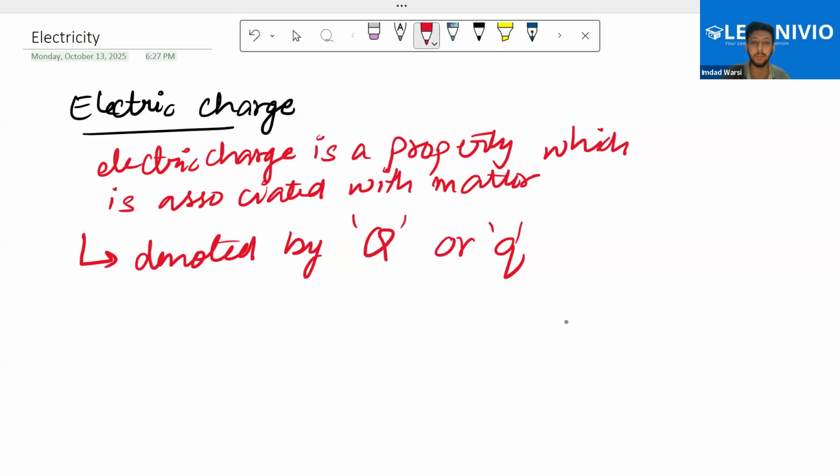One thing also we can say about the property. We can just discuss, but we'll study it later: what is the effect of this charge? So we can see that electric charge is a property associated with matter. And what does it do? It experiences electric and magnetic effects, right? So we can write that also. We'll be studying that later, but just write it. Which experiences electrical and magnetic effect.